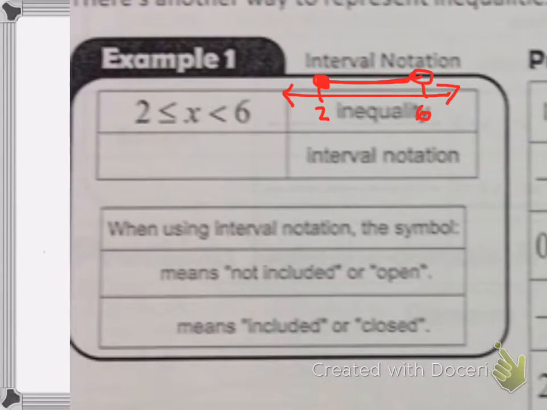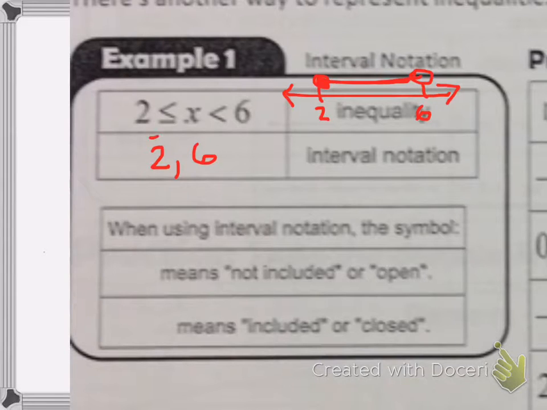So when we're looking at the interval, we're going to write it as a group of numbers for our solution. Well, our solution starts the furthest to the left at 2, and it goes the furthest that it can to the right at 6. So our solution set is the interval between 2 and 6.